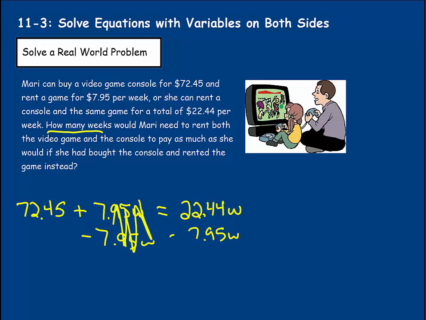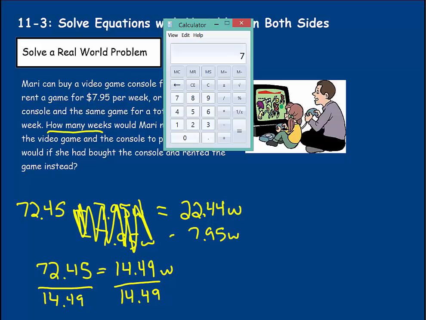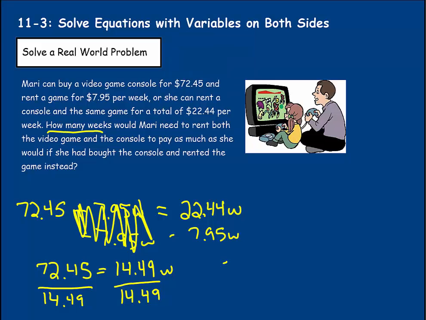So this would cancel out and turn into 0. So we have 72.45 equaling 14.49W. So to solve for W, we can divide by 14.49. And that would find us the value for 1 week. So 72.45 divided by 14.49 equals 5. So the number of weeks would be 5. So we'll say 5 weeks.